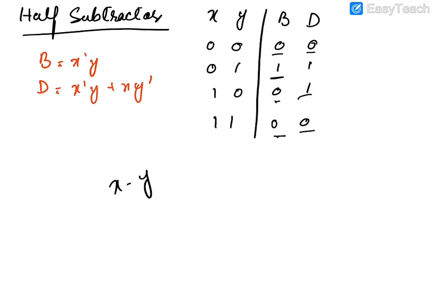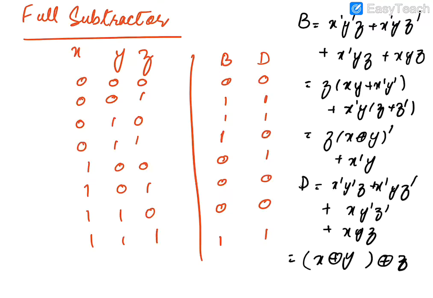So by using this table we have written expressions for borrow and difference. Borrow is equal to x prime y and difference is equal to x prime y plus x y prime, which is again XOR of x and y. So simply from this circuit you can see that difference is equal to the sum output of the half adder, and borrow and carry differ by x and x prime. So you can easily draw a circuit from these expressions for a half subtractor.